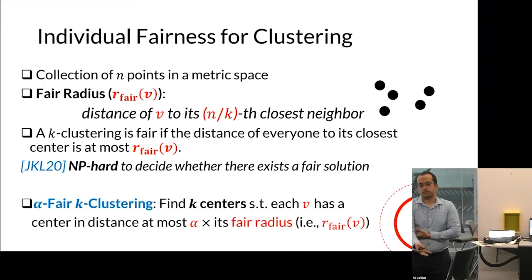And this has motivated a more relaxed version of this problem, which we call alpha-fair K-clustering. Basically, now we want to find K centers such that each point V has a center at distance at most alpha times its fair radius.